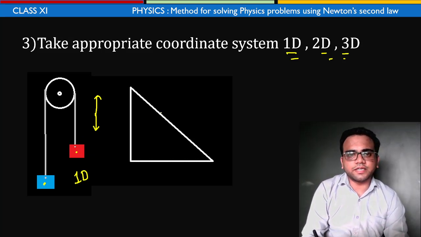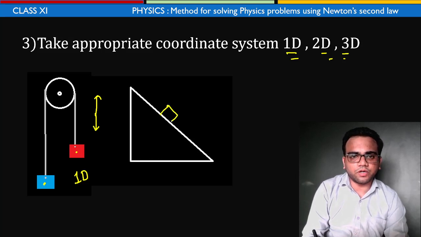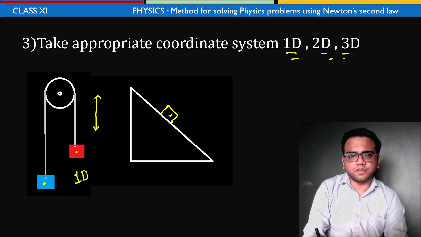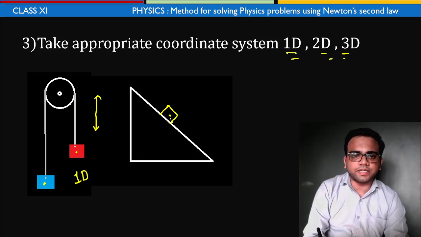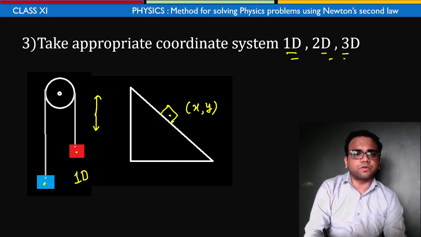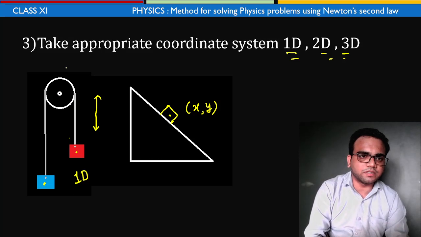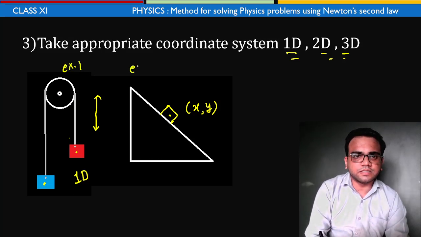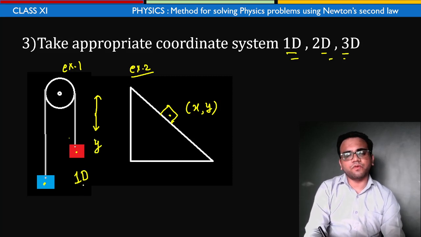Here is another example. Let us consider a block here. To solve the dynamics of this block, dynamics meaning the forces, the acceleration, distance and so on, to calculate all of this we require two coordinates, x and y. There is a need of only one coordinate in the first example. These are two examples, this is the first and this is our second example. So there is only a need of one coordinate, y.